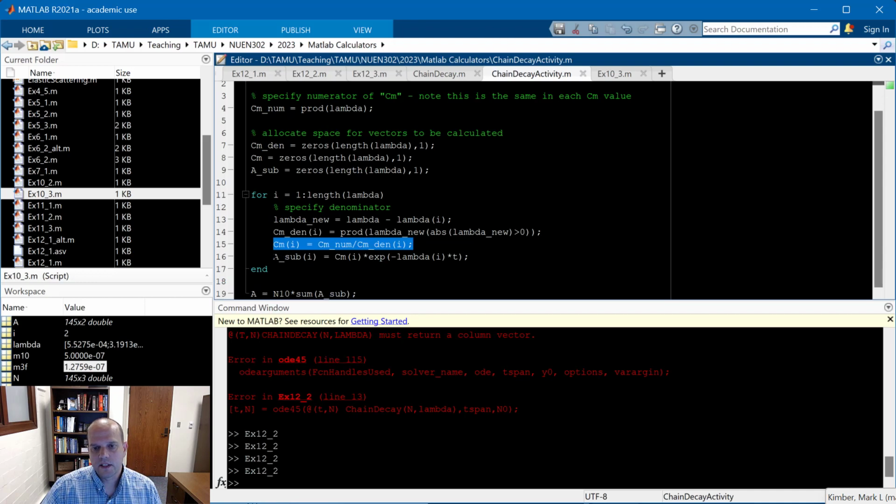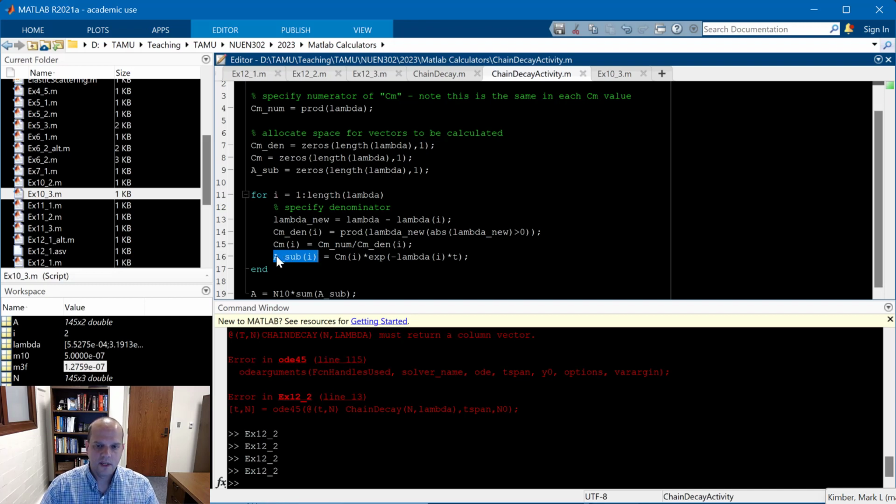And the subcomponent of the A, then, the activity due to isotope i, so in 1 or 2 or 3 or 4, is just going to be that Cm of that same index i times the exponential of minus lambda i times t. And so this line here, line 16, is giving me the activity due to that specific decay of that specific isotope, isotope i in this case. And then I'll cycle through those.